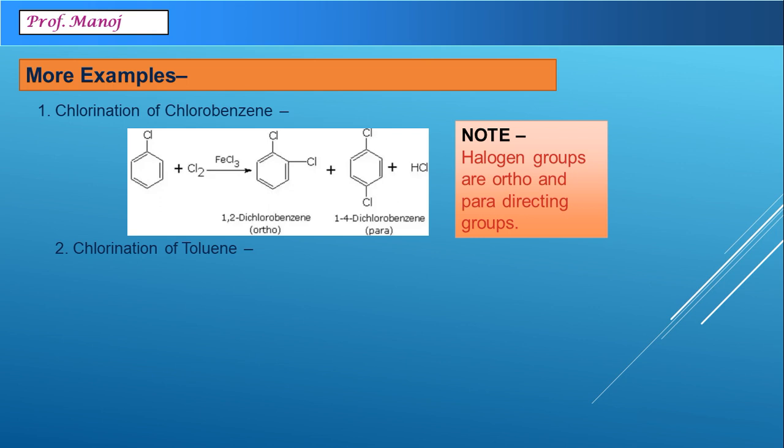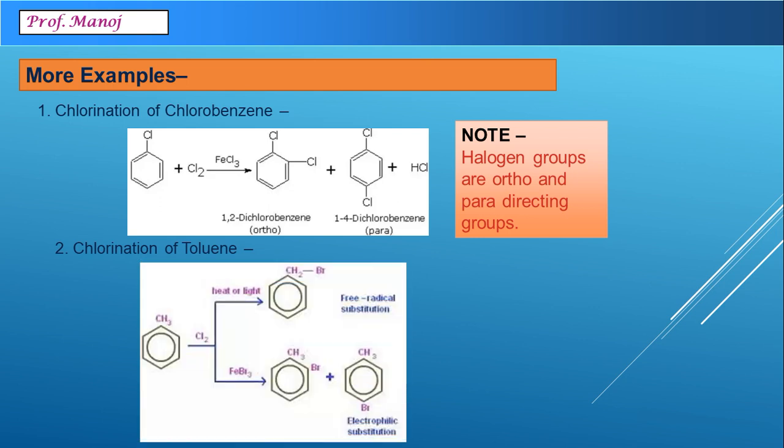Suppose we now do this reaction for chlorination of toluene. I am showing here deliberately two different reactions. Toluene has a methyl group attached to the ring. So if the reaction is done in presence of FeBr3 catalyst, then it undergoes electrophilic substitution at ortho and para position. If instead of FeBr3 heat or light is used, then the attack of chlorine takes place on the methyl group and it becomes a free radical substitution.